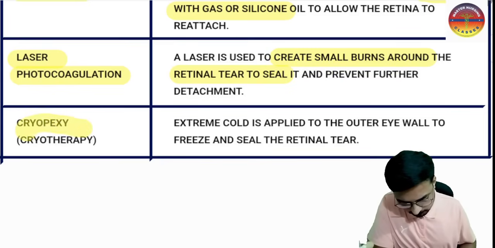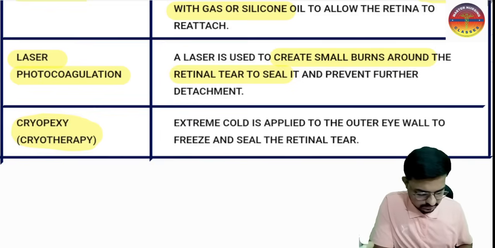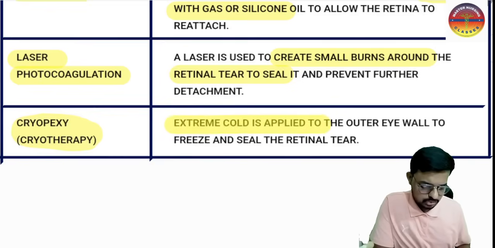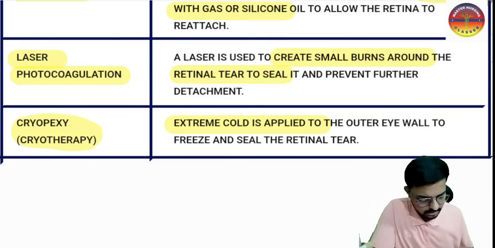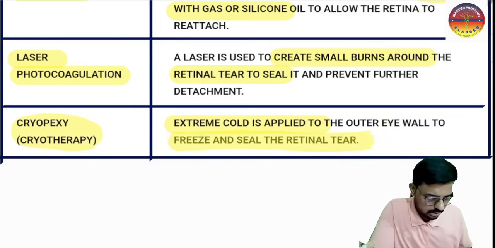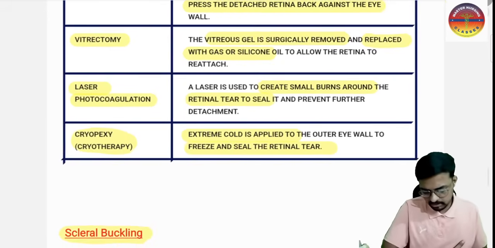Next we have the cryopexy. Wherever the word cryo comes, it means the use of excessive cold. So here we are using extreme cold, applying it to the eyes, especially the walls of the eyeball. It is helpful for freezing and sealing the retinal tear. So this is the cryopexy we are using. I hope it is very much clear to every one of you.